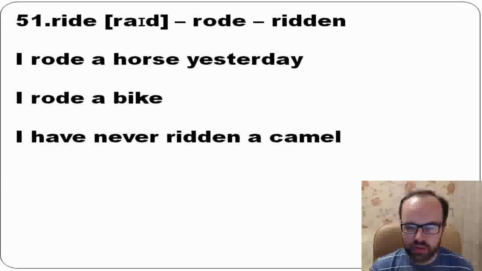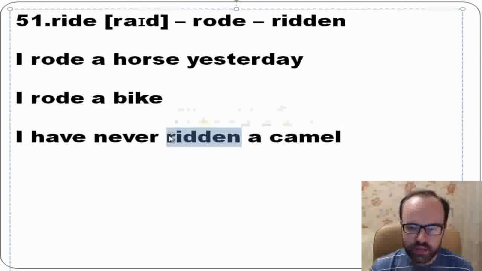Ride, rode, ridden. I rode a horse yesterday. I rode a bike, and I have never ridden a camel. So please remember this phrase: ride a horse, ride a bike. It means ride a bicycle. If we talk about a motorbike, we say drive a motorbike. But ride a bike means ride a bicycle.